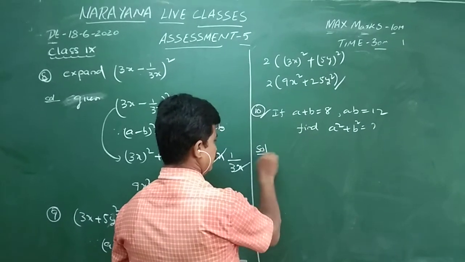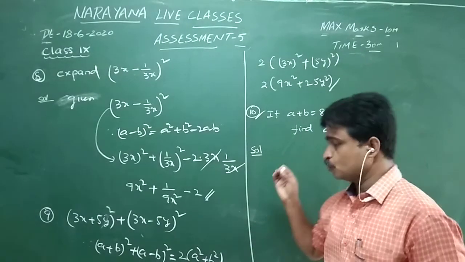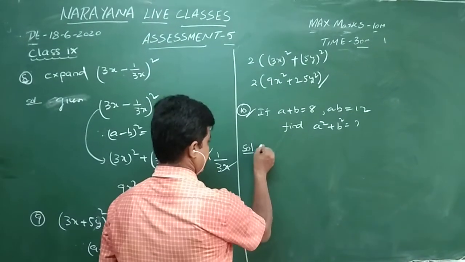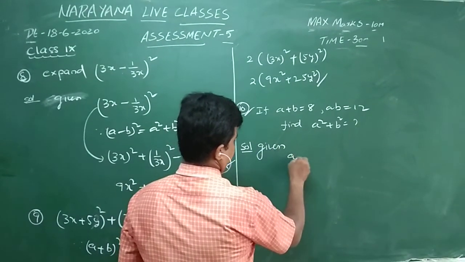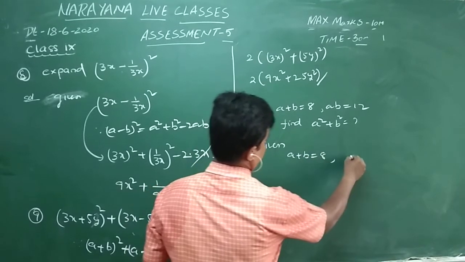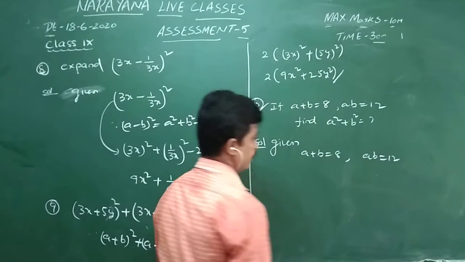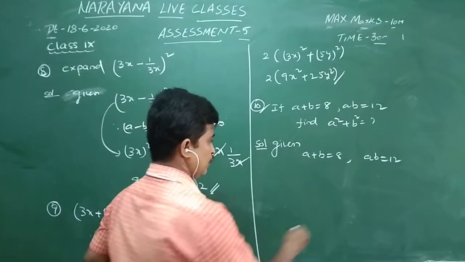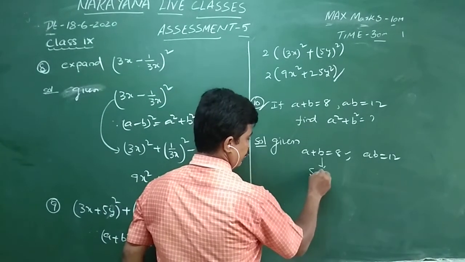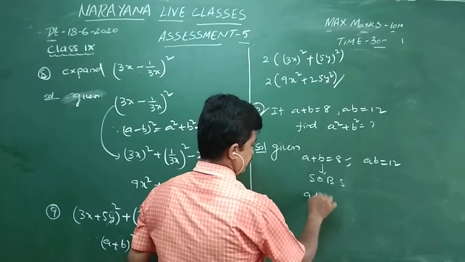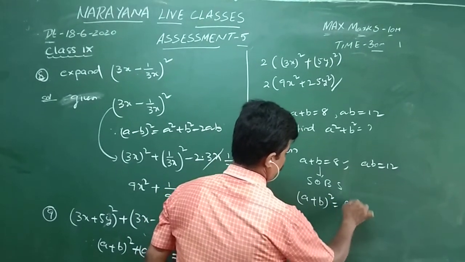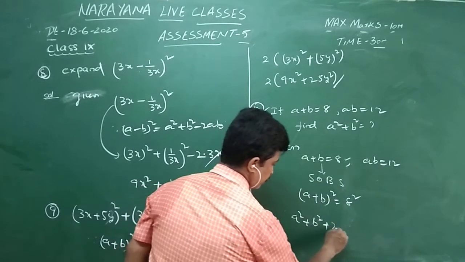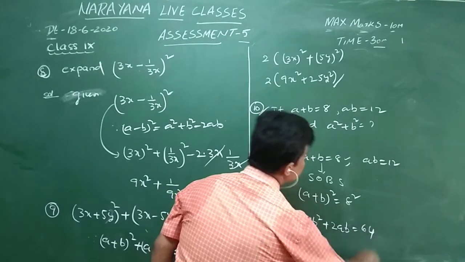Okay, solution. Students, just listen. First of all, to start any problem, write the given data. What is in the problem? Given a plus b is equal to 8, ab is equal to 12. Here we need to find a square plus b square. That's why we apply squaring on both sides to this equation. Squaring on both sides, a plus b whole square is equal to 8 square. This is the a plus b whole square formula: a square plus b square plus 2ab is equal to 64.